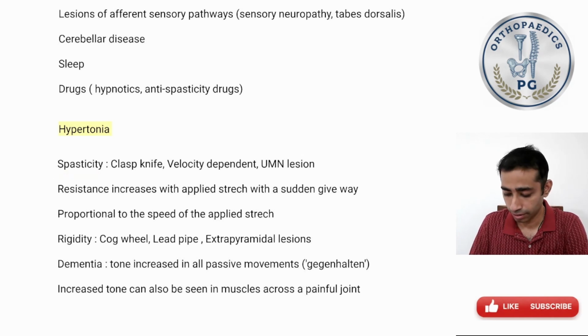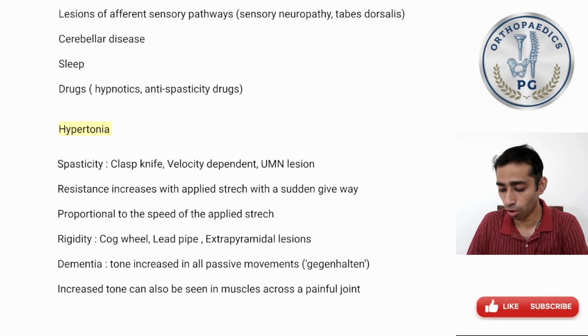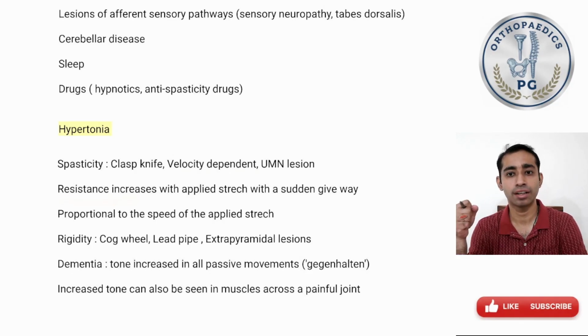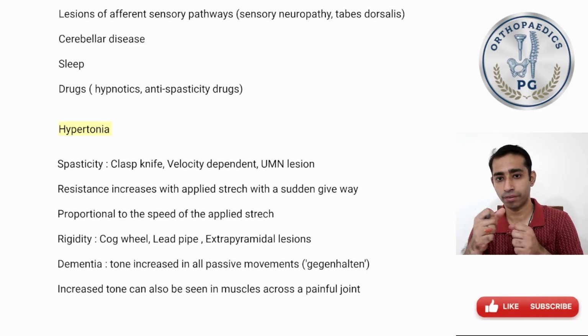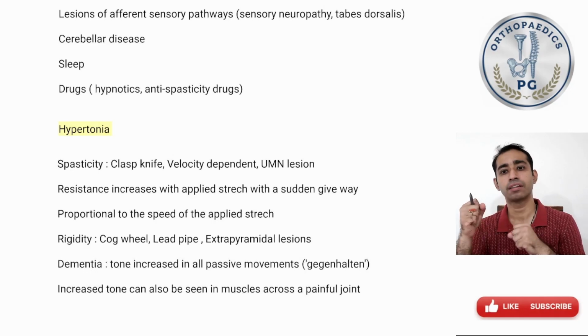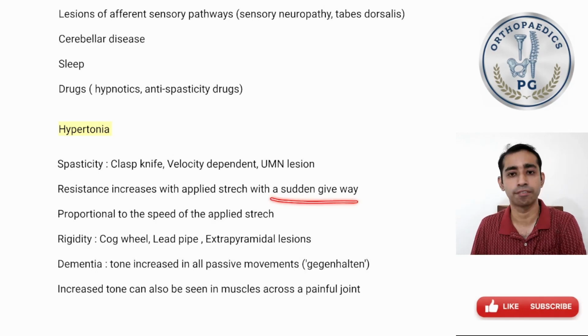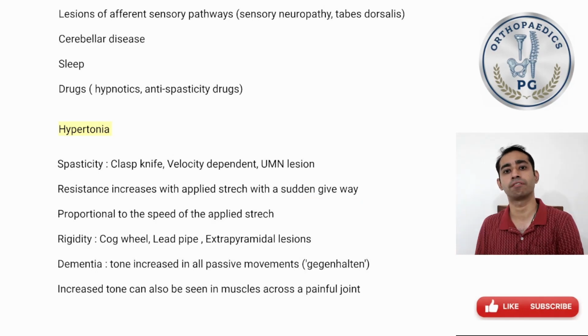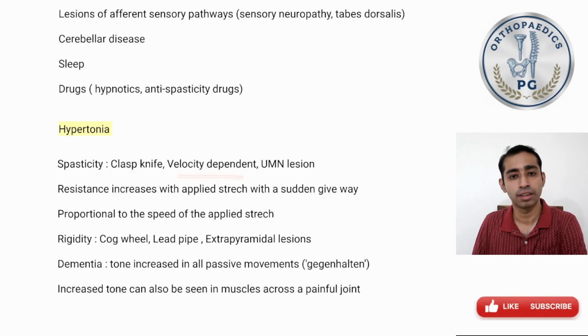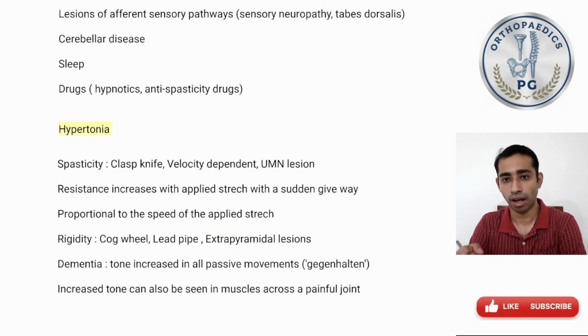In spasticity, it is a clasp knife type of spasticity, which is velocity dependent and is seen in upper motor neuron lesion. What is clasp knife? So, there is an initial resistance at the start of the range of motion, which increases with applied stretch. So, we are trying to stretch the muscle, there is an increased resistance, and there is a sudden giveaway. So initial resistance with a sudden giveaway is clasp knife spasticity, and which is velocity dependent. That is, it is proportional to the speed of the applied stretch. So if you try to stretch it at a high speed, the initial resistance will be higher.